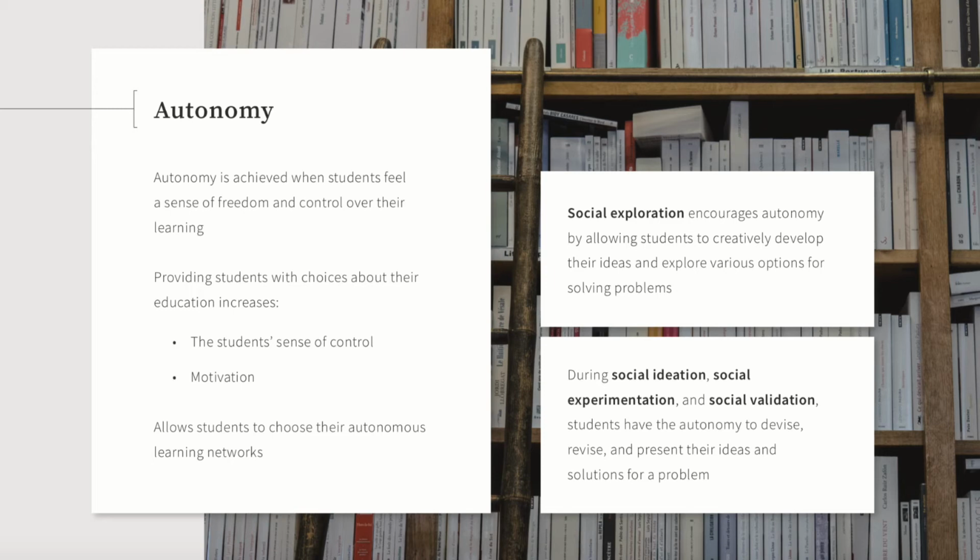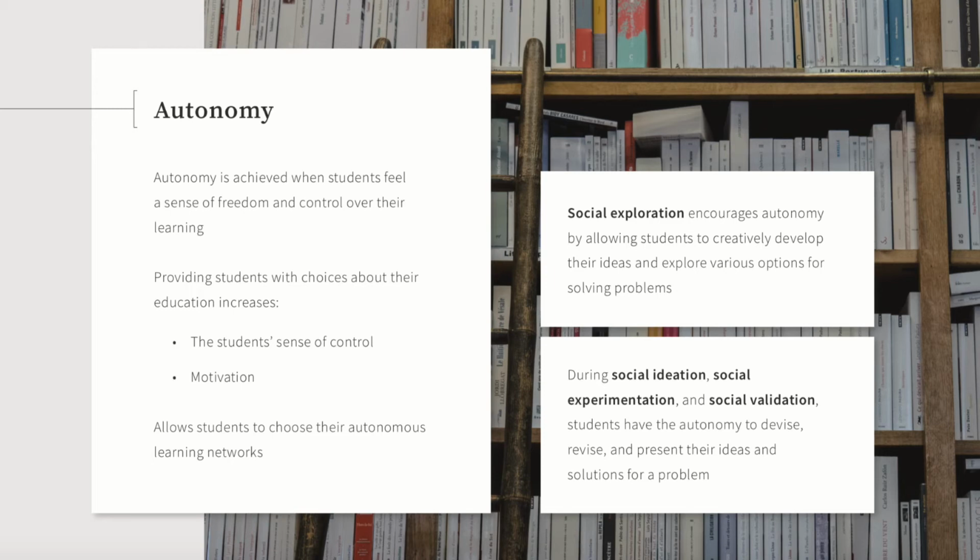Social learning occurs in networks when students choose and maintain their networks. Rice 2018 found that when students were given the freedom to create and maintain their networks, they showed an increase in collaboration, motivation, and academic performance. The ASLM also encourages teachers to allow students to choose their resources and utilize their networks in social exploration, social ideation, social experimentation, and social validation.